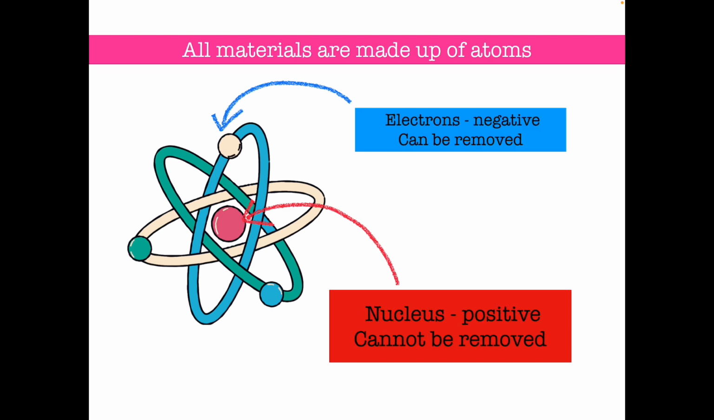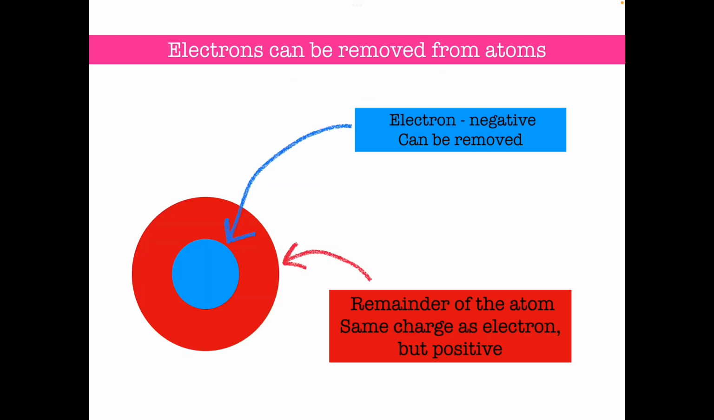The electrons in an atom can be removed, but the nucleus cannot. If an electron leaves an atom, there aren't enough electrons left to balance out the positive charge of the nucleus, so the atom becomes a positive ion, like this.